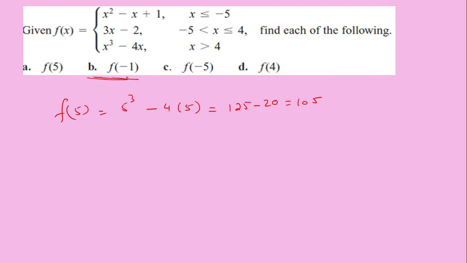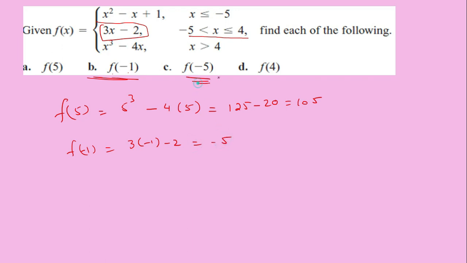Next, similarly, try f of negative 1. Where is the negative 1 falling? Negative 1 is in this interval, isn't it? Which is greater than minus 5 and lesser than 4. So it is falling in this interval. So this part of the function should be used to find the function value of negative 1. Use it here: f of negative 1 is 3 times minus 1 minus 2. This is minus 3 minus 2, which is minus 5.